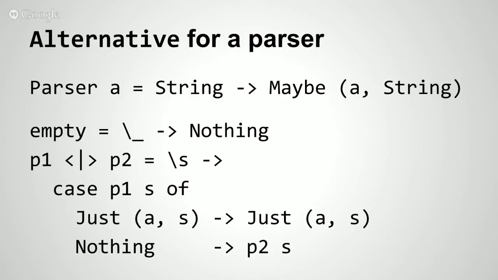So for a parser, this is where it starts to get interesting. Recall that our type for a parser is it takes a string and it returns Maybe an A and a string, which is the rest of the string, what hasn't been consumed. So empty is the parser that just always fails. And P1 choice P2 is represented as the function that takes a string. If P1 succeeds, it's done. If it fails, then it tries P2.